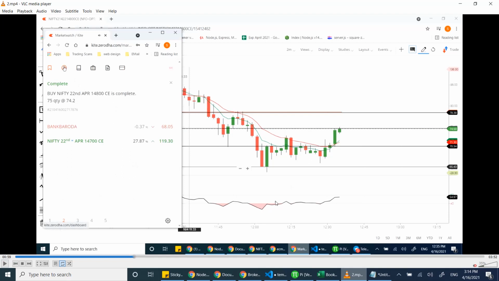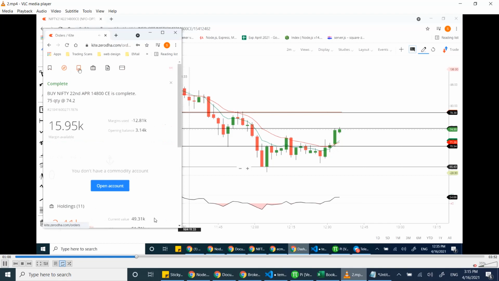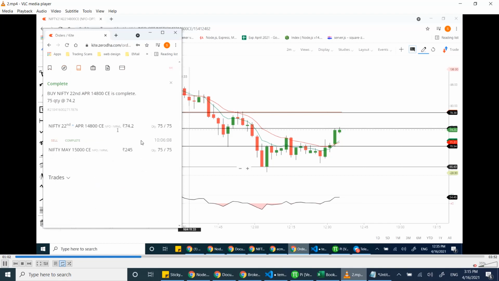So what is my target and how do I fix the stop loss? This is the signal candle. What is the size of the signal candle? I will check. It's almost 4 rupees. So from 74, my target will be 78. And here the pivot resistance is also there, so I will not look for a target above that. I will take the target just below it, and the stop loss will be the bottom of the candle. So I have completed the purchase.